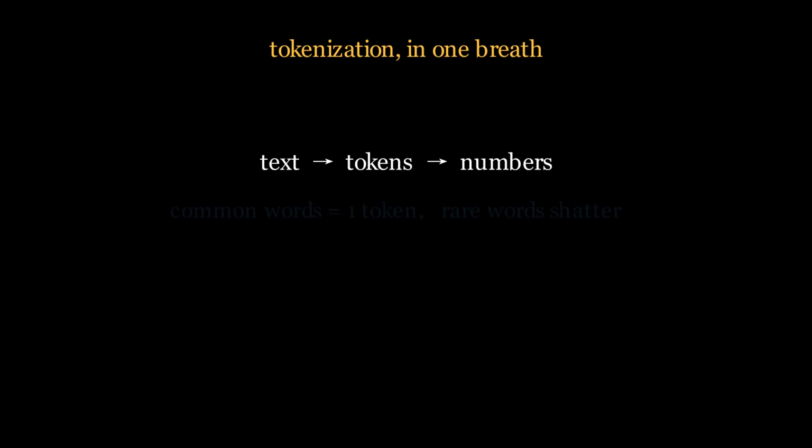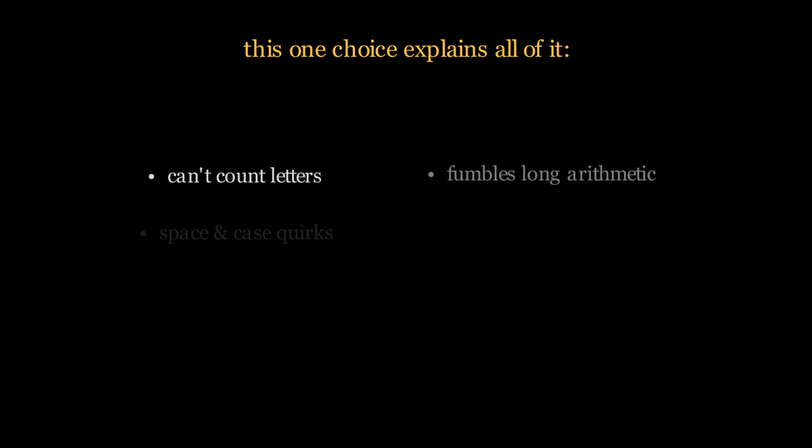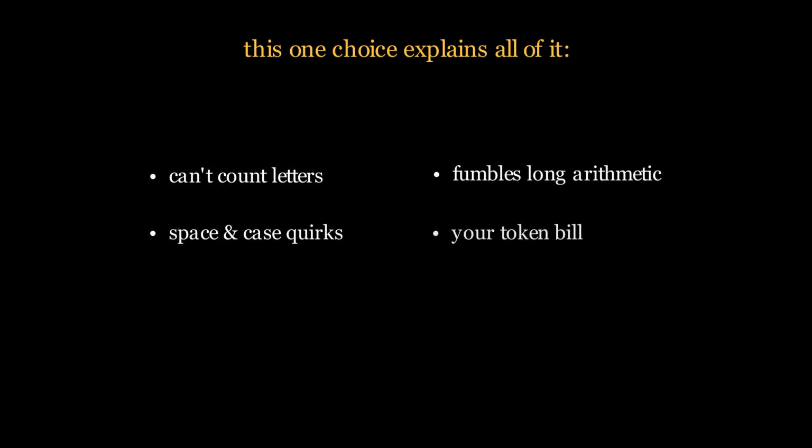So, tokenization in one breath. A model can't read text. The text is split into tokens from a fixed learned vocabulary, and each token becomes a number. Common words are single tokens. Rare words shatter into pieces, and the whole vocabulary is grown by greedily merging the most frequent pairs. That one design choice quietly explains the letter counting failures, the arithmetic slips, the leading space quirks, and your token bill. And it is the very first thing that happens to every prompt, before attention, before prediction, before any of the magic.